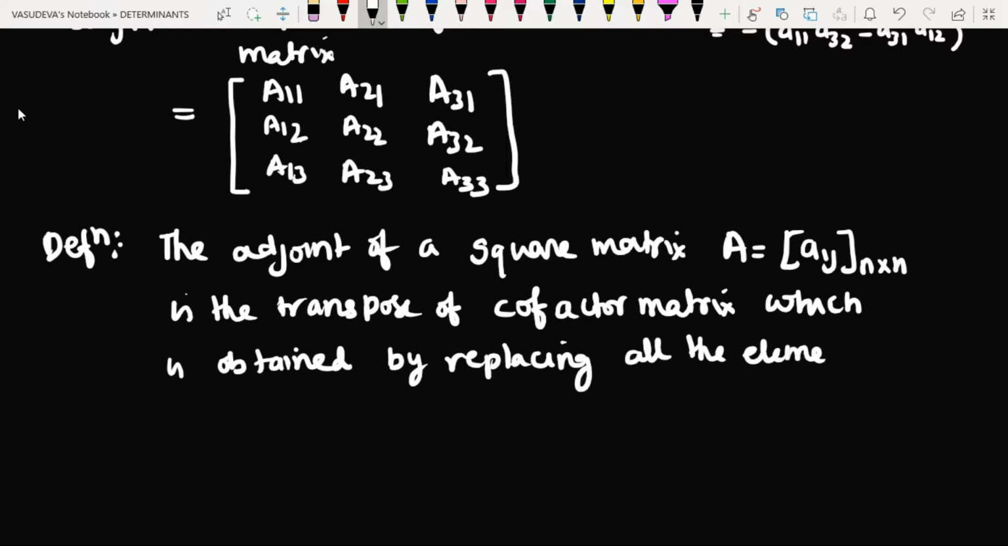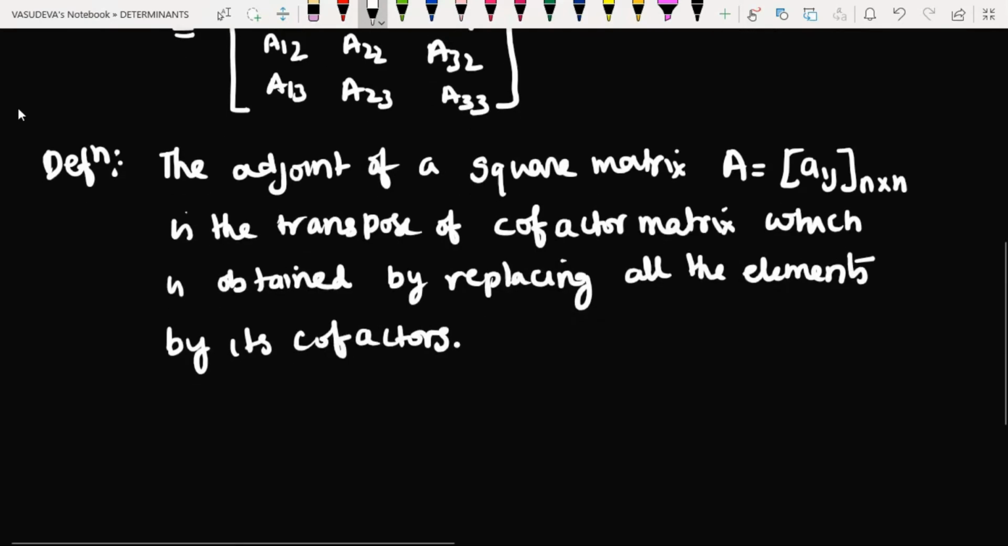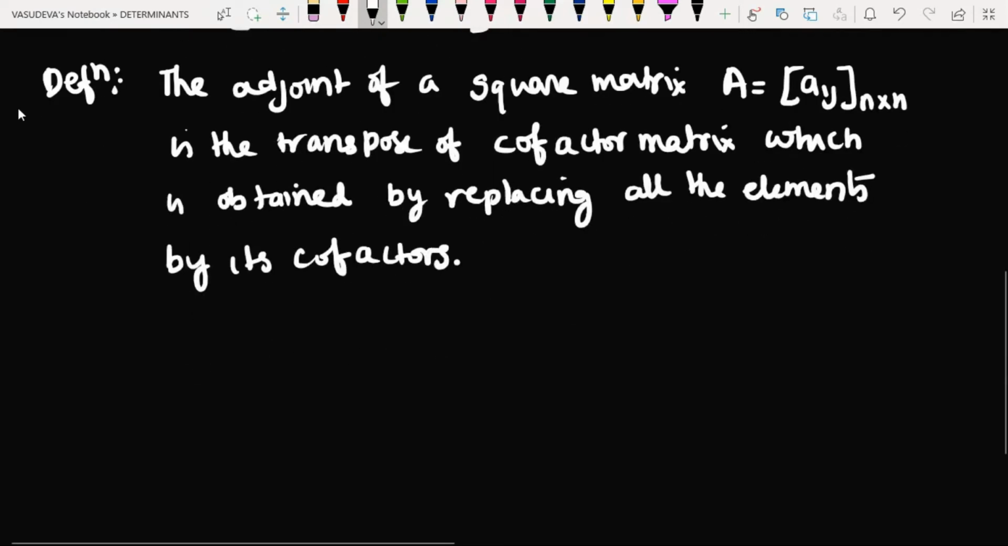So this is an adjoint of the matrix. So this is very important to define the inverse of a matrix. Now we have taken only 3 by 3 matrices. Now let us take 2 by 2 matrices.